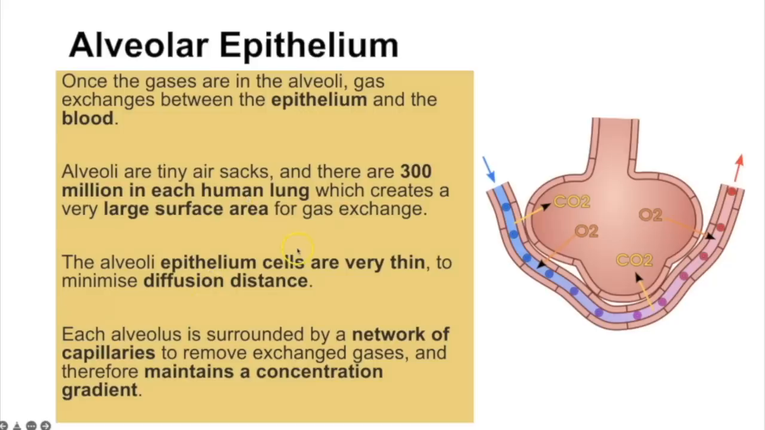Now, the alveoli epithelium cells are also very, very thin. And that is to minimize the diffusion distance. So we can see here there's just one layer of cells and they're a thin layer. Each alveolus is surrounded by a network of capillaries, and this helps to maintain the concentration gradient, because as soon as that oxygen diffuses into the blood, it is then carried away in the capillaries and replaced by deoxygenated blood.